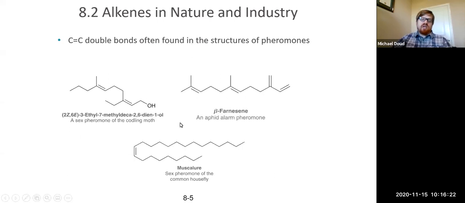Pheromones as well. This shows up. So like codling moth, aphid, and the housefly. These all have these alkene based pheromones. I'm not sure exactly why that is the case, but it is just the case that it shows up in a lot of natural products. And sure enough, these insects really like these alkenes.